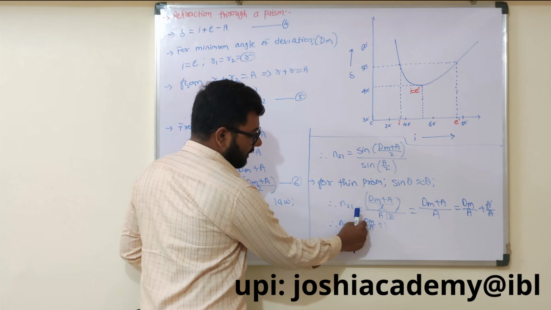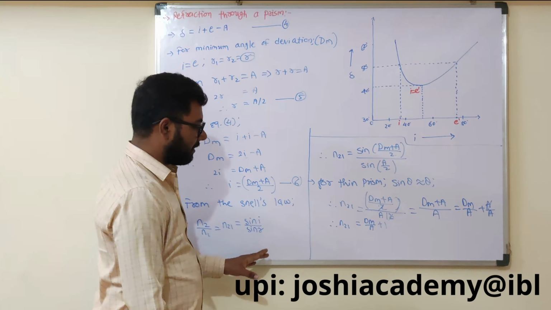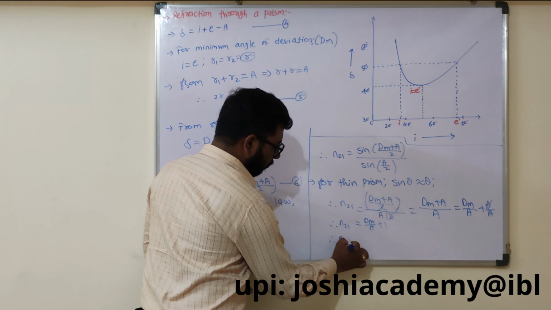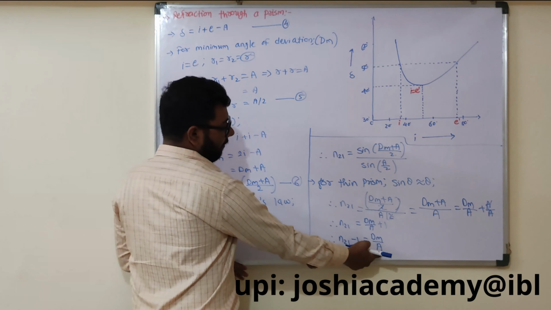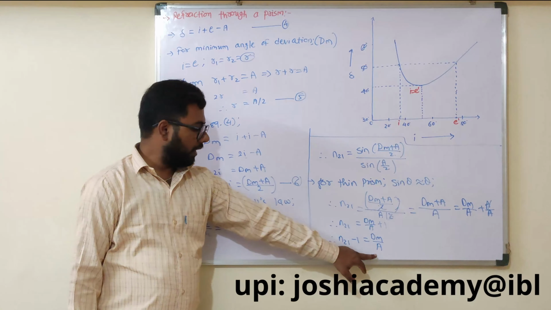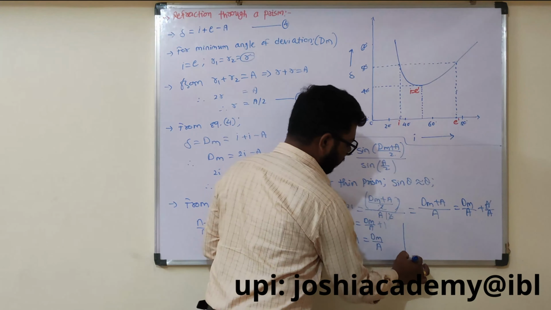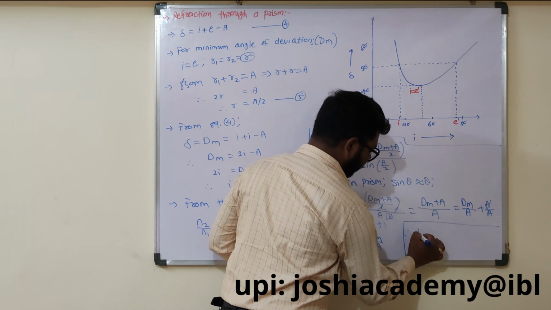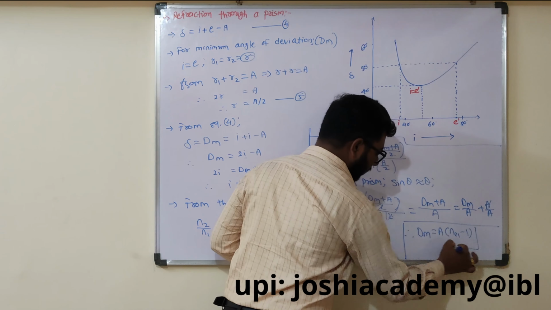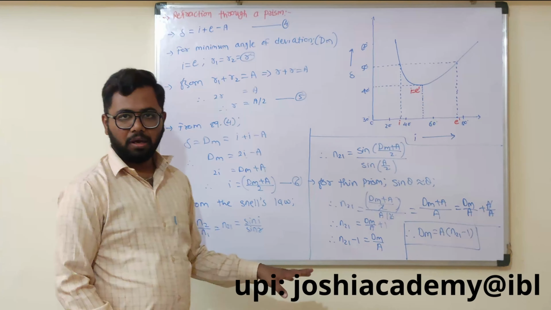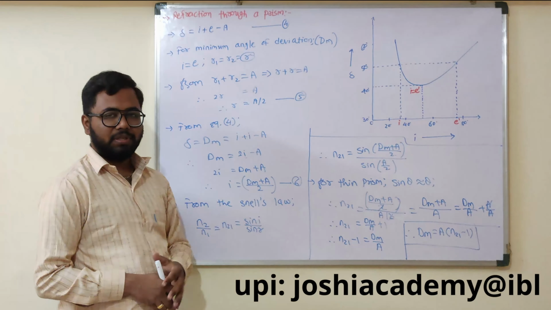So let us make this the subject, and in order to do that, let us first move the 1 from the right hand side to the left hand side. So it will be n21 minus 1 equal to Dm by A, and if I move A from the right hand side to the left hand side, then our equation will be obtained. Therefore Dm is equal to A into n21 minus 1. This is the ultimate formula for the minimum angle of deviation by the prism in the case of refraction.